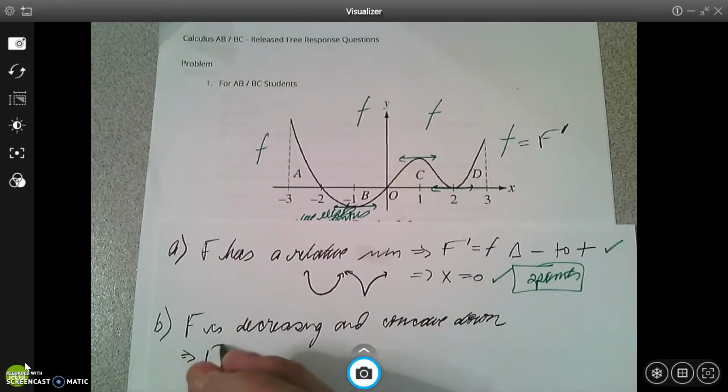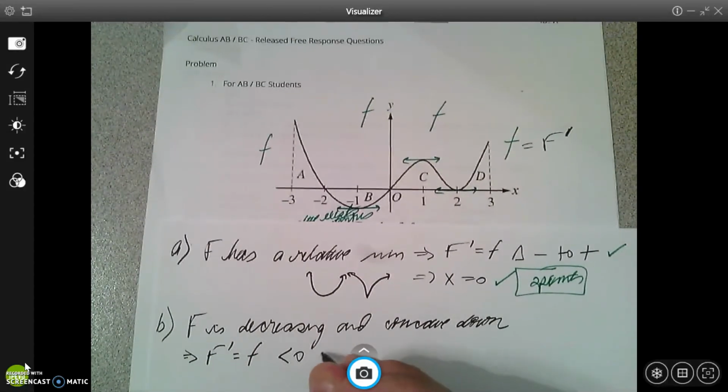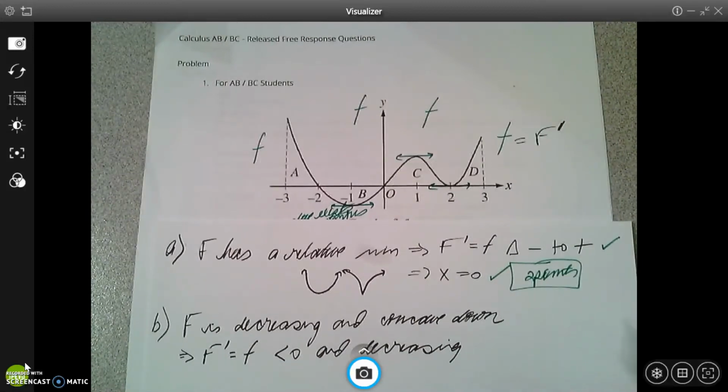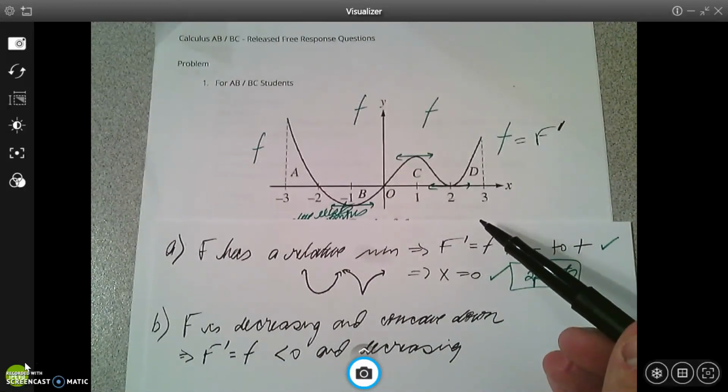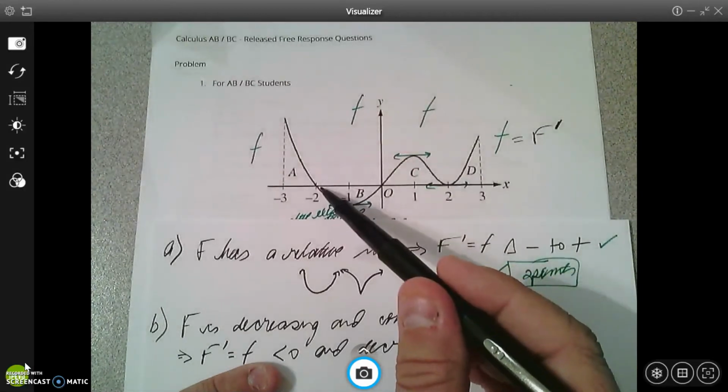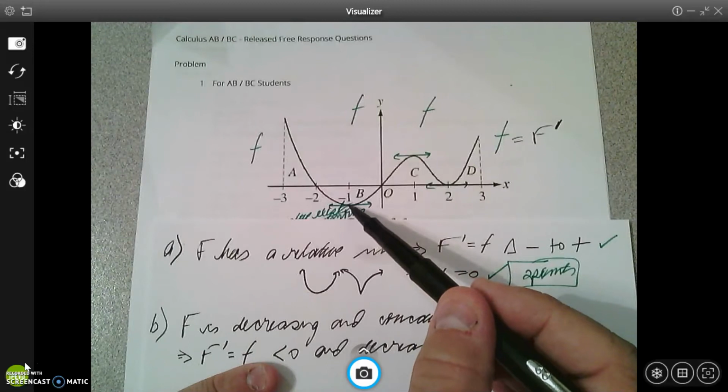then what that means is that the derivative of big F, little f, is negative and at the same time decreasing. So I have to look at the graph and I want to ask myself the question, where is little f negative, below the x-axis, and decreasing? Well, I can see that starts happening over here at x equals -2 and continues until we get to x equals -1. Now, I want to be really careful in my answer here.